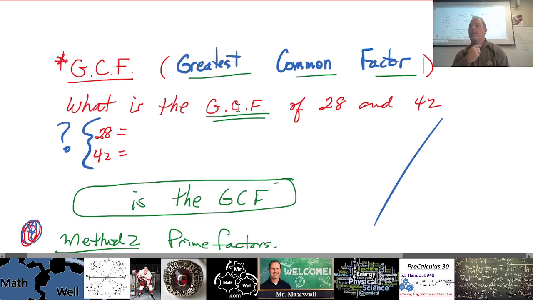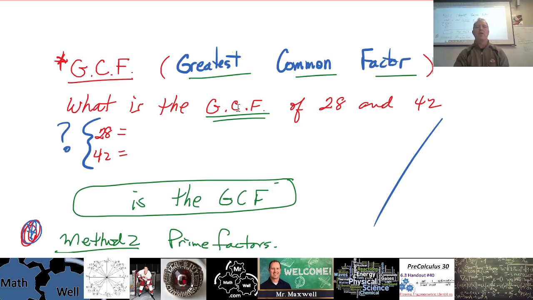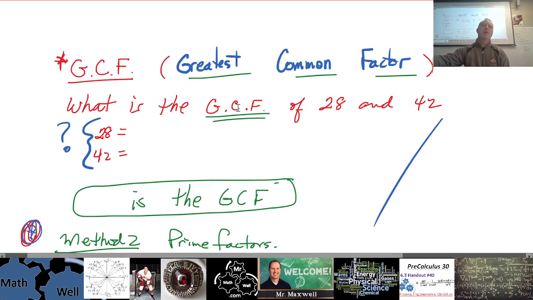Okay, so the greatest common factor is literally just that. It's pretty self-explanatory. It's the largest number that is a common factor to two or more numbers. So what's the greatest common factor of 28 and 42? This is going to be an important skill, partly because when you add and subtract fractions and different things like that. So the greatest common factor, you can just start listing the factors if you want.